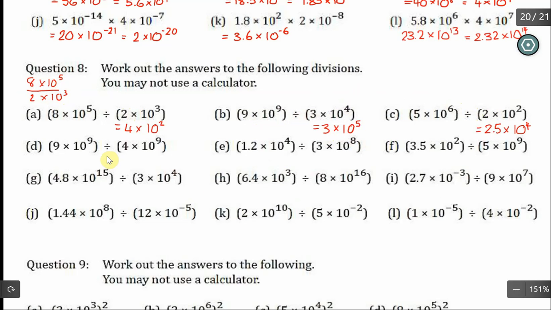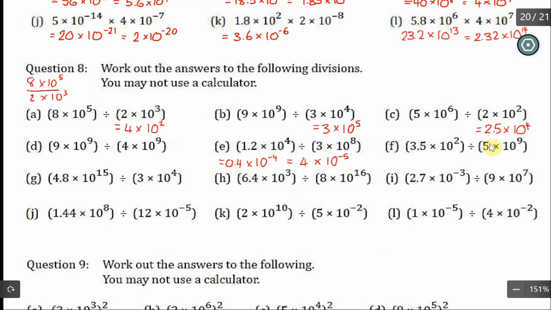Okay, again, I'm just going to skip ahead a little bit until I get to one that won't leave me with a very nice answer. So this one, part E, this is the first one I think we get to that doesn't give us a number between 1 and 10. So 1.2 divided by 3 would give us 0.4. 10 to the power of 4 divided by 10 to the power of 8, so 4 take away 8 would give us 10 to the power of negative 4, also gives us a negative power. That's okay. But the first bit being 0.4 is not okay. We need to turn that into a 4 by timesing it by 10, which means we need to divide the second part by 10. So this power is going to get 1 smaller. So it's actually going to go down to negative 5.